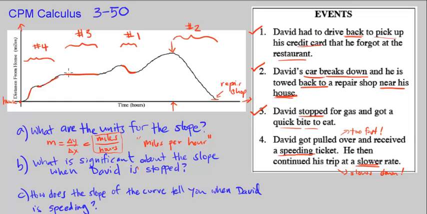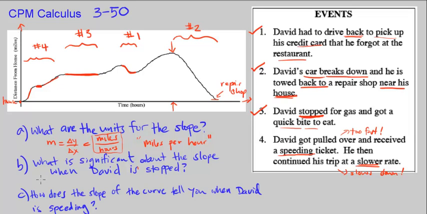Okay, part B, what is significant about the slope when David is stopped? Okay, so we know that when he stopped, like in 3 here, his distance is not growing, right? It's pretty flat. Also, when the police pull him over here, it's a flat line. His distance isn't growing. So what do we notice about the slope of these lines?